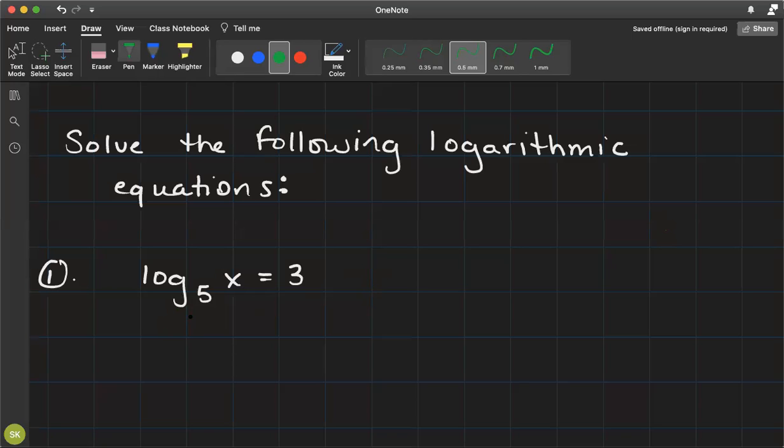So here I have log base 5 of x is equal to 3. How can we solve this problem? Well, what you're going to do is you're actually going to rewrite this in the exponential form. So remember the definition of a log. A log is an exponent. So this is the same thing as saying 5 cubed is equal to x. So what is 5 cubed? That's 125. So then log base 5 of 125 is equal to 3. So we know that x is equal to 125. That's the number we're plugging in right here.